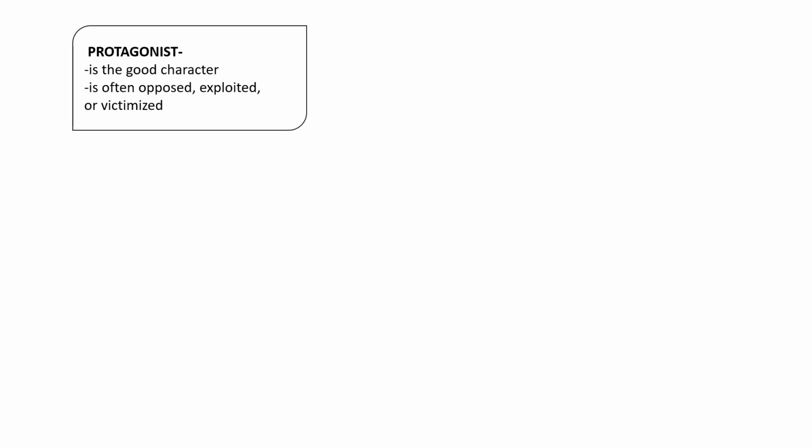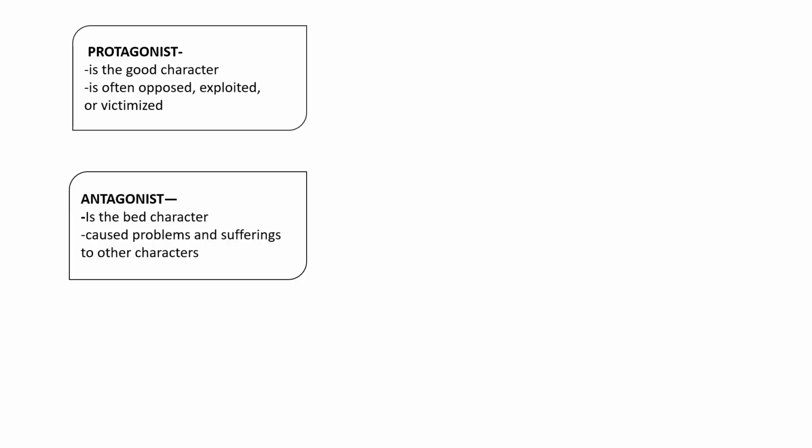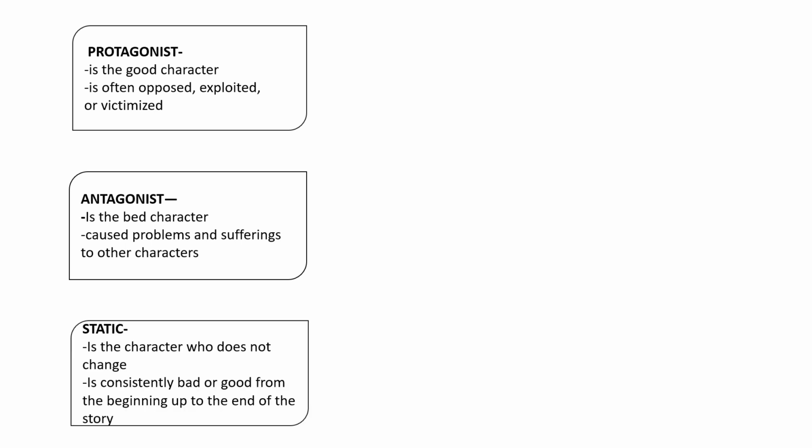Protagonist is the good character. He is often opposed, exploited, or victimized. Antagonist is the bad character. He caused problems and sufferings to other characters. Static is the character who does not change. He is constantly bad or good from the beginning up to the end of the story.